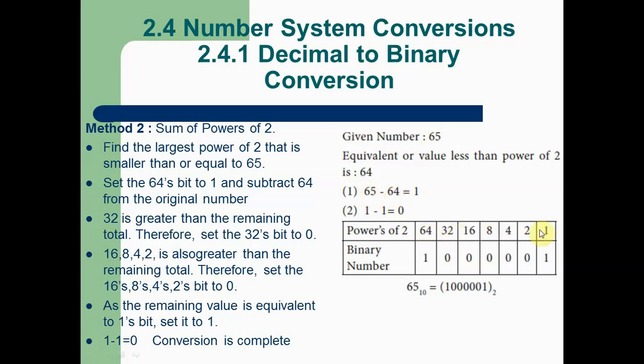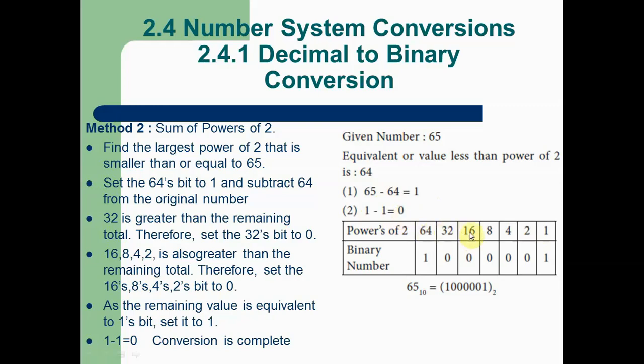If an equal number is not available, then take the smaller number, that is less than the given number. So subtract this number, we will get the result 1, and then take this 1 and find the equal or less number. Of course we can see 1 is available here, it is equal, not less than. So again you subtract this number from 1. So 1 minus 1 is 0. So the process is completed.